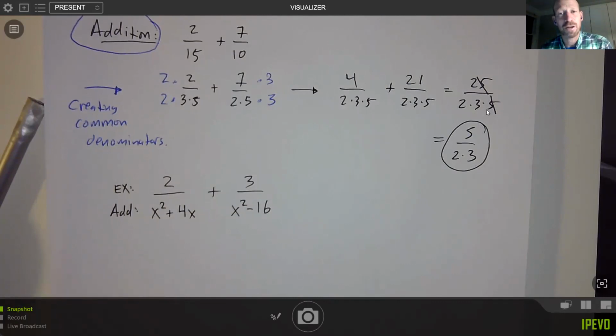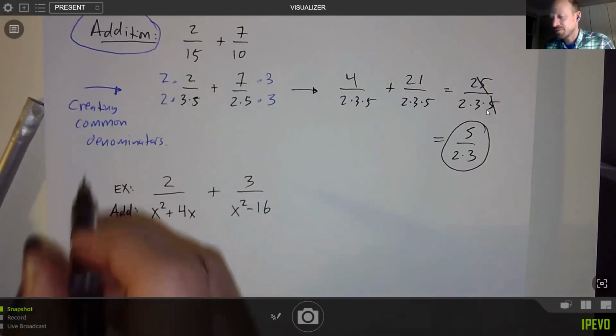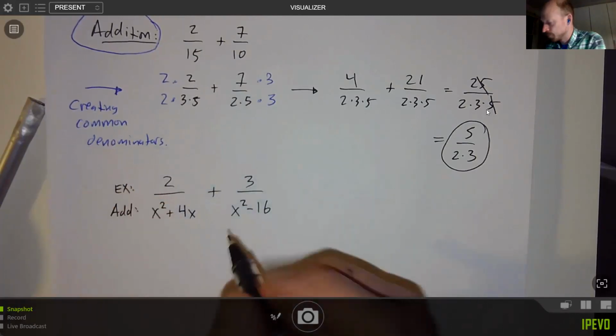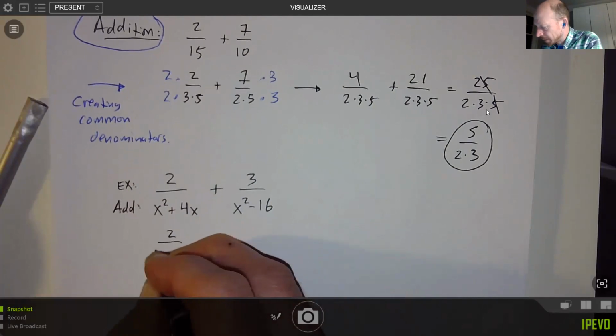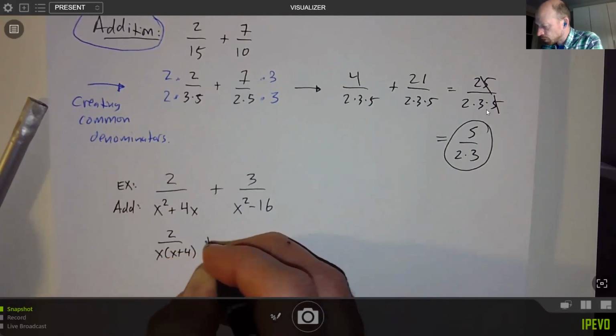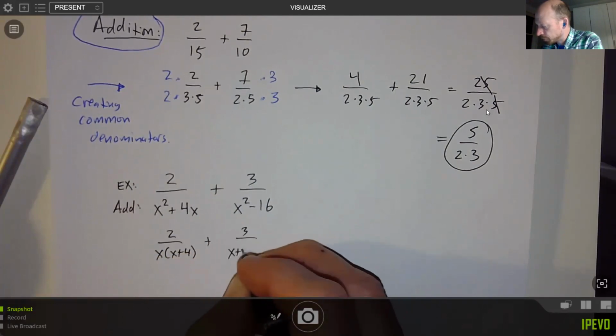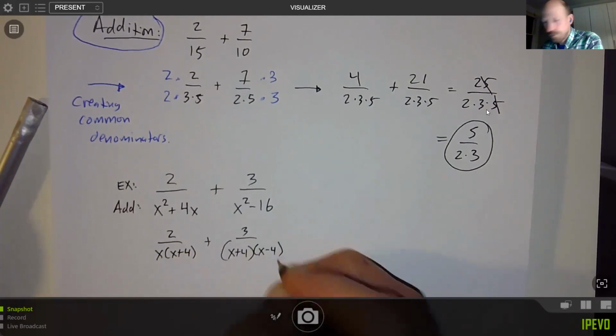To get a common denominator, what do I need to do? Factor. Excellent answer. That's also a pretty safe answer with these rational expressions. I want to factor. The difference here is I am not factoring to cancel. That was simplifying or multiplying or dividing. I'm factoring to cancel, right? But here I'm factoring to do this blue step, get that common denominator. So I get x times x plus 4, and I get 3 over x plus 4 times x minus 4.